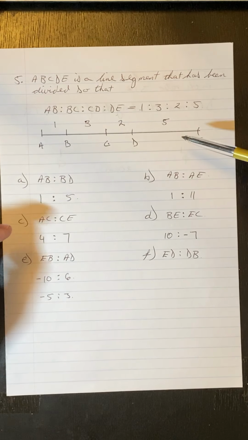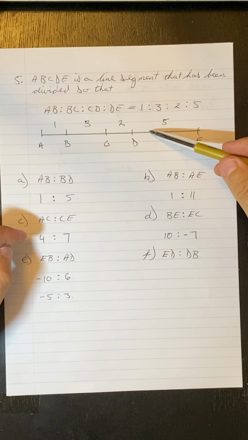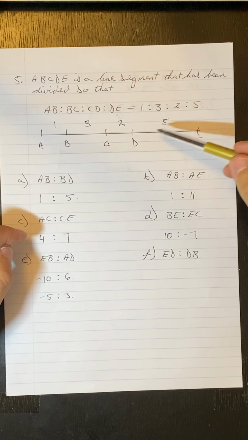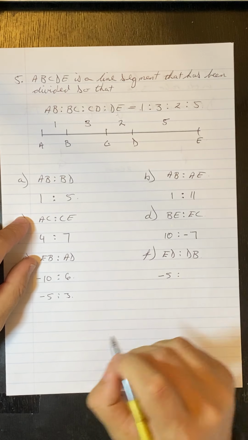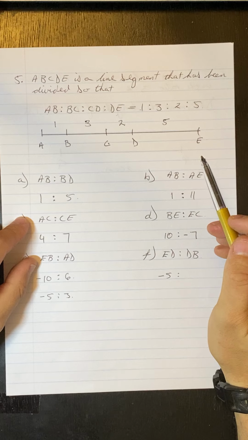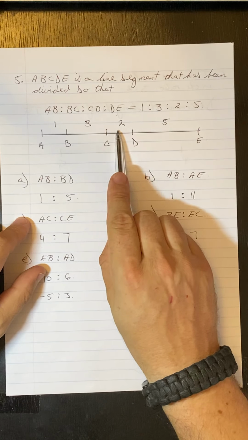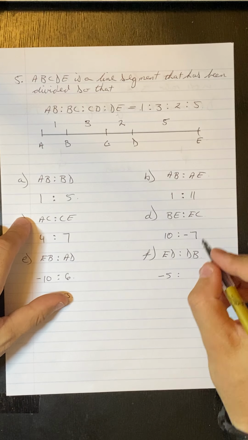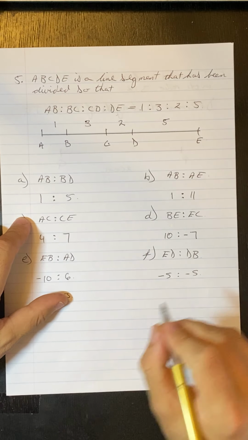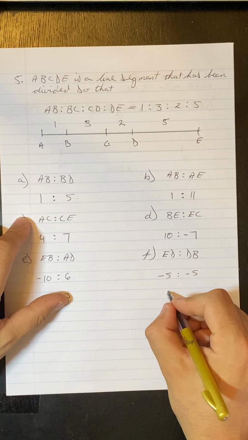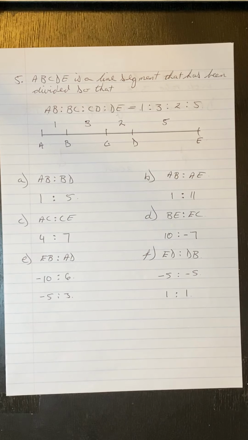Okay, then we've got ED from there to there is 5, going in the other direction. And then we've got from D to B. D to B, we've got 2 parts, 3 parts, will give us minus 5 as well. Then minus 5 goes into both of these, so our simplest would be 1 to 1.